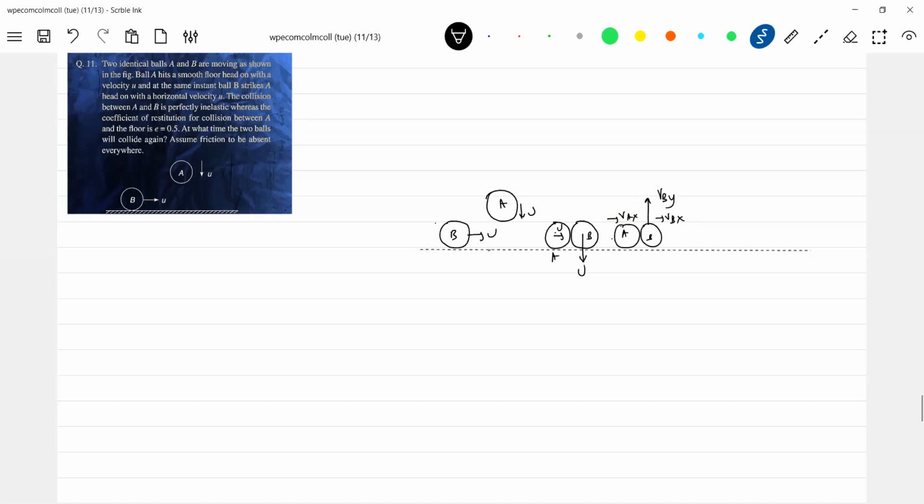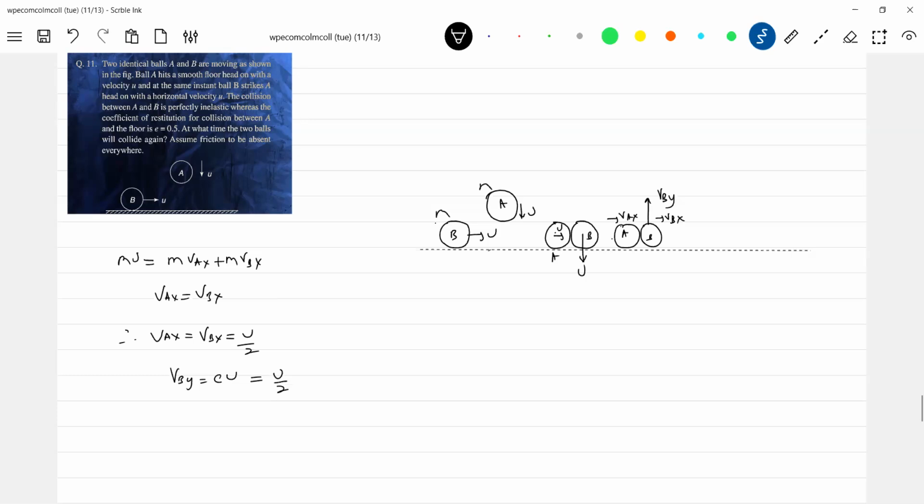I think this much is the major part of the problem. Just after impact, this is before impact, this is after impact. Then perfect inelastic collision, so masses are equal. What equation can we write? Mu should be equal to mVAX plus mVBX. As a perfect inelastic collision, VAX should be equal to VBX. So this should be equal to U by 2. What is VBY? Should be equal to E into U. So this should be equal to E times U, 0.5.